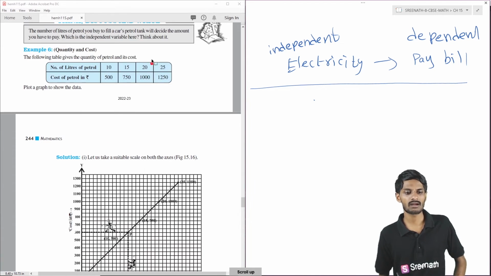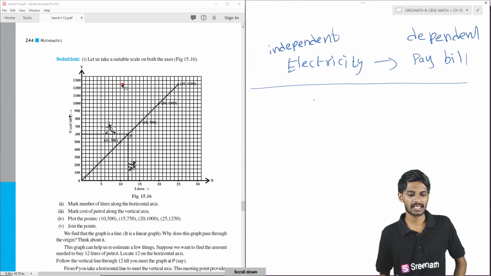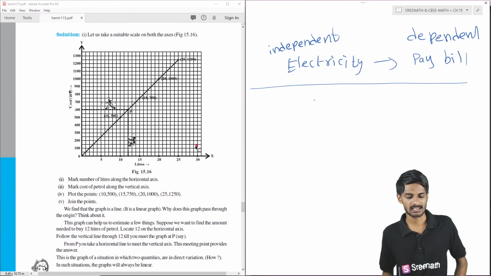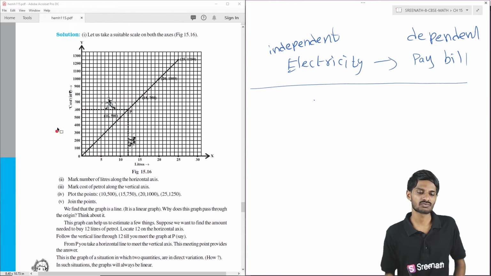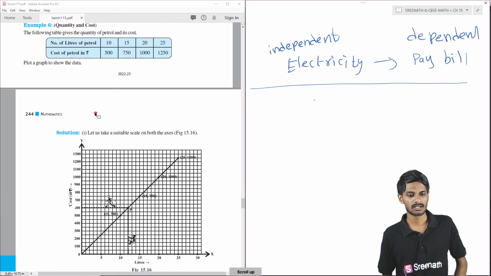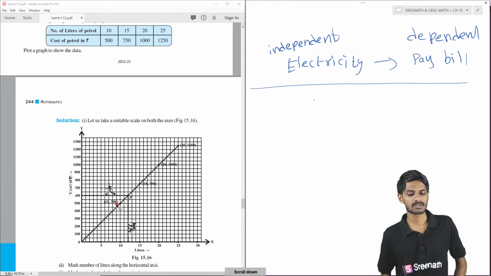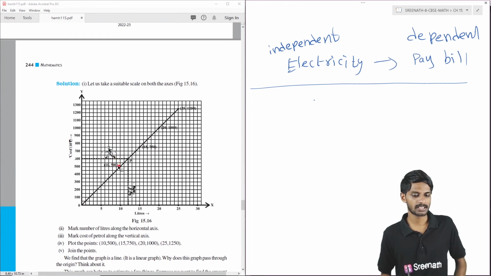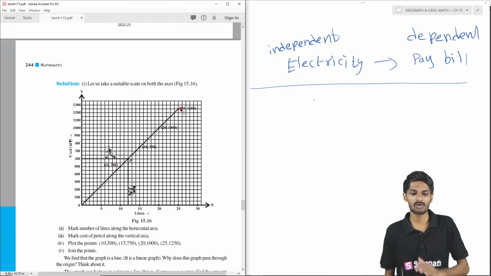We have to plot a graph to show this data. The first thing is we have to take an x-axis, so we are taking liters on the x-axis. Next we take the y-axis, on which we have taken cost. On the x-axis we have taken 5, 10, 15, 20 liters, and on the y-axis we have taken 100, 200 like that. First we have plotted the points, that is (10, 500), (15, 750) like that, and we have joined them with a straight line, students.